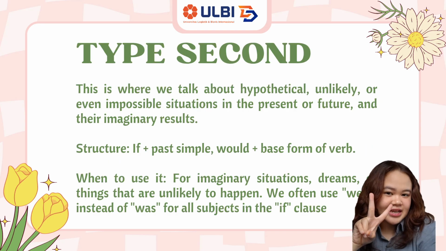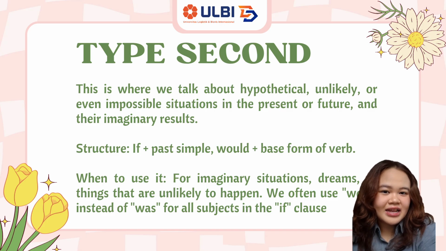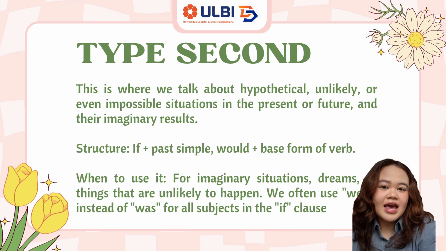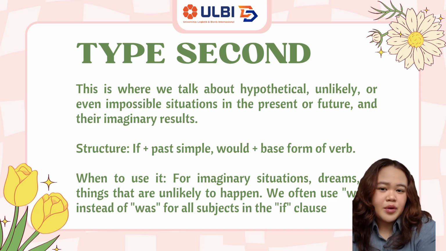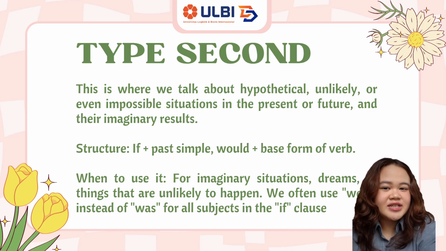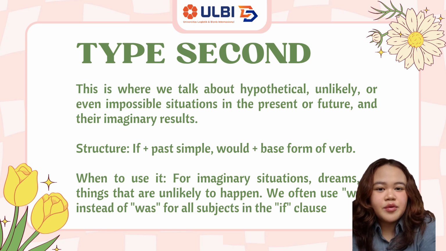Moving on to the second conditional, this is where we talk about hypothetical, unlikely, or even impossible situations in the present or future and their imaginary result. So the structure is if plus past simple, would plus base form of the verb. When to use it? For imaginary situations, dreams, or things that are unlikely to happen. We often use were instead of was for all subjects in the if clauses.